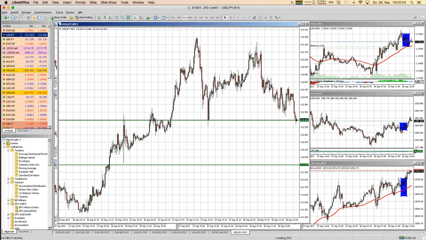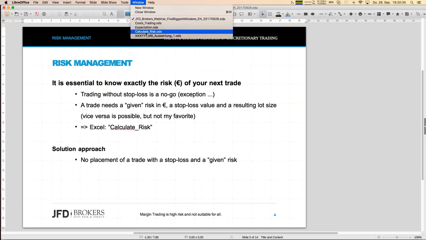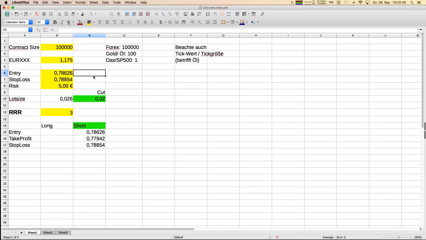And for that purpose, I have created a simple Excel sheet here, and that Excel sheet works the following. What we need first is the contract size. For Forex, it's always easy, it's 100,000. I wrote down already other numbers here for other underlyings like DAX, S&P 500, gold, and oil. Then you have other numbers being the contract size. Forex is 100,000. That's all. The next thing, we want to trade US dollar. I write it down here, US dollar, Japanese yen.